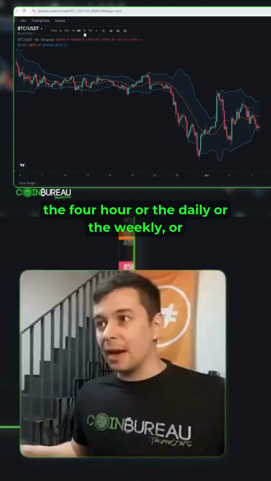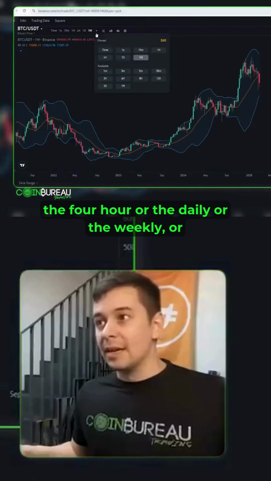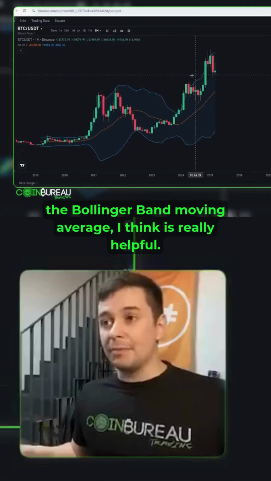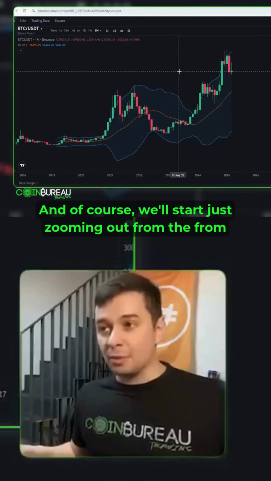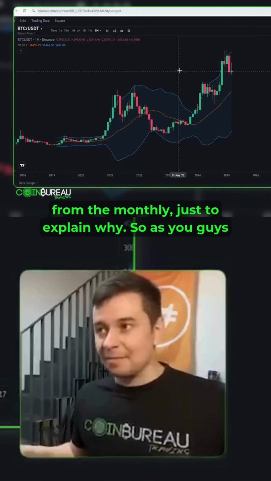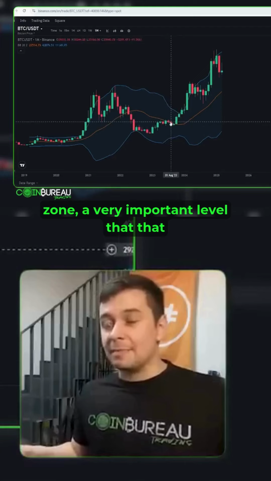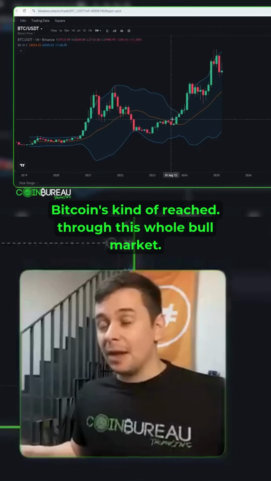Whether you're going down to the 4 hour or the daily or the weekly or the monthly, zooming out all the way to the monthly. The Bollinger Band moving average, I think, is really helpful, and of course we'll start just zooming out from the monthly just to explain why. So as you guys can see, the Bollinger Band moving average has been a very key zone, a very important level that Bitcoin has respected throughout this whole bull market.